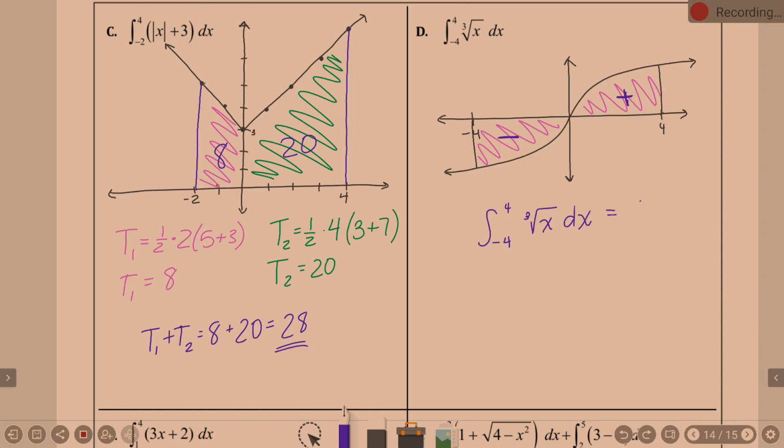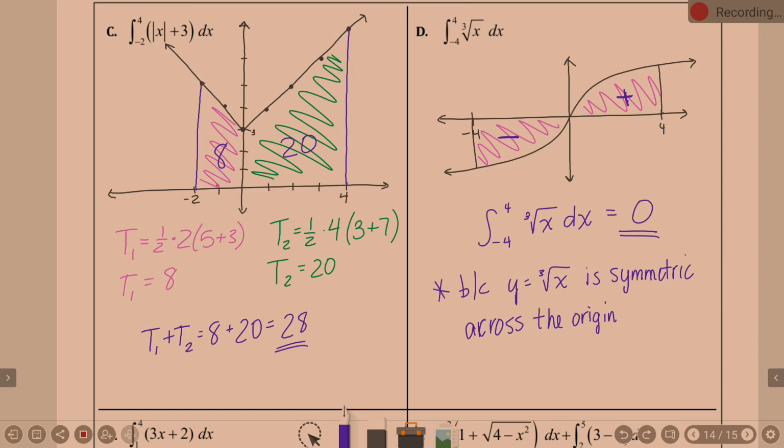And in case you need something to look at later, because y equals not x cubed, which is what I started to put, the cube root of x is symmetric across the origin. Okay. Are we good? That was a fun one.